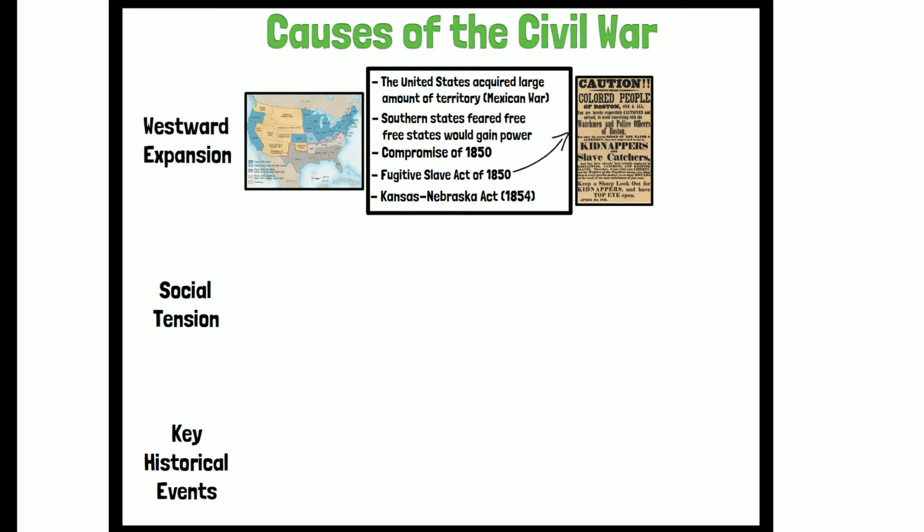The issues of expansion also flared tensions when proposals to acquire Cuba led many in the North to believe the South was trying to expand its influence and extend slavery to any part of the nation. This was known as the Ostend Manifesto.